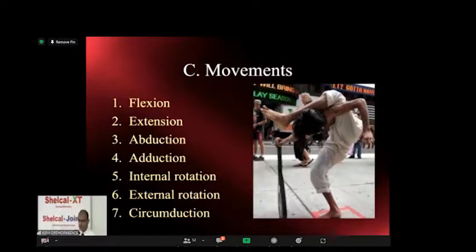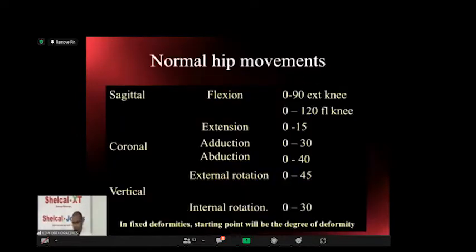Next, you come to the movements. These are the movements possible in the hip joint. Remember, when the examiner asks what movements are possible in the hip joint, in addition to the six movements, you also tell circumduction, because it is a ball and socket joint. Though you don't comment about circumduction during examination, if asked what movements are possible, you tell about circumduction. In what plane which movement takes place is important.